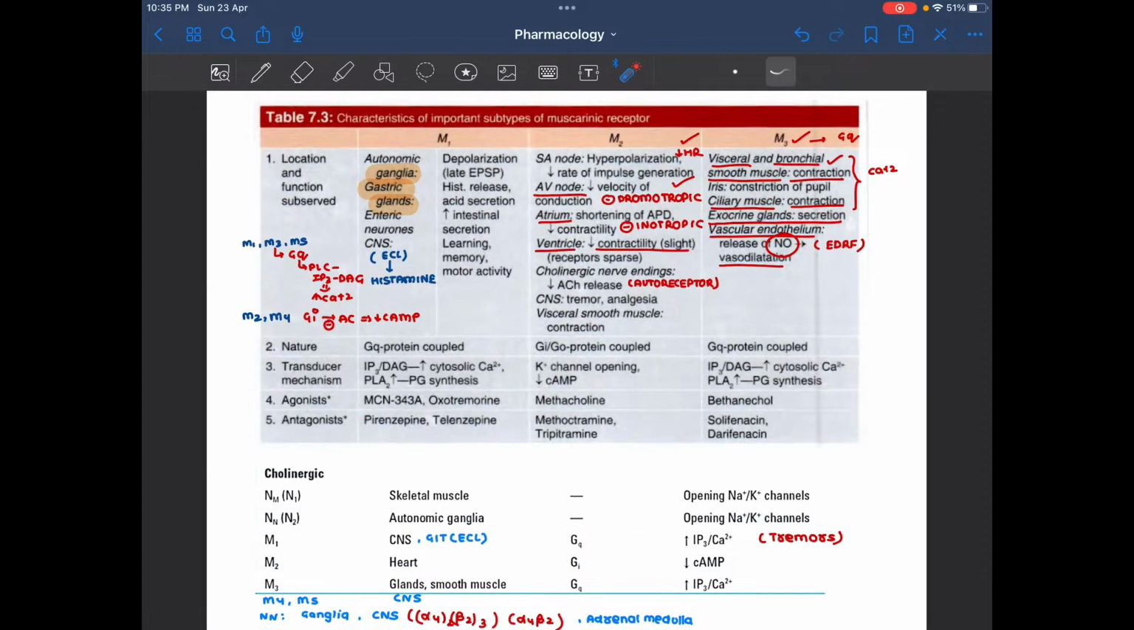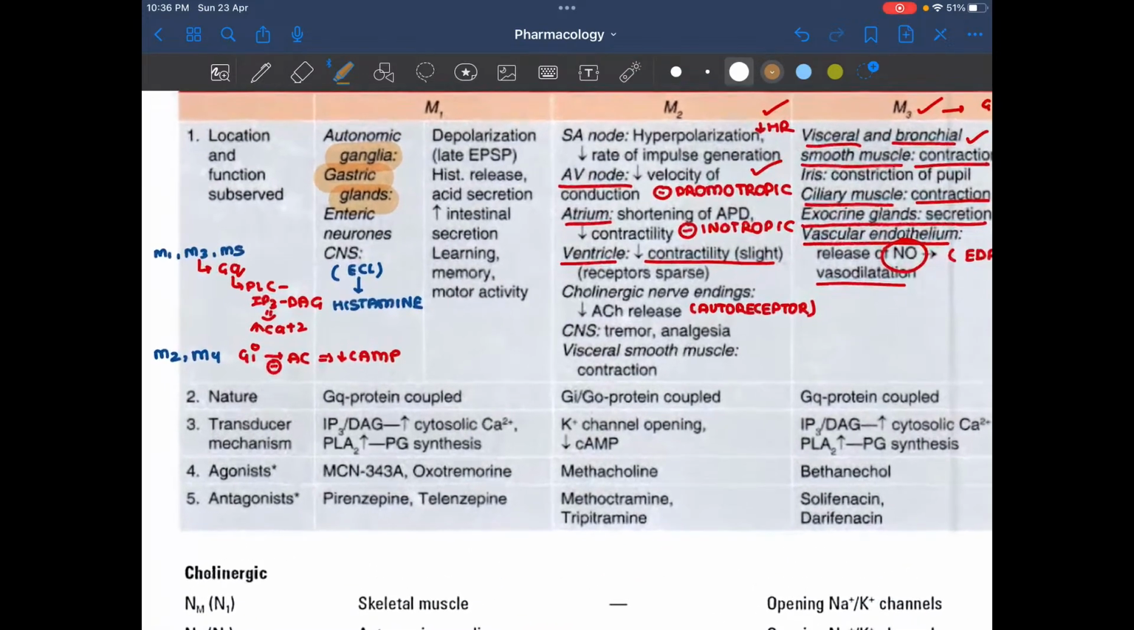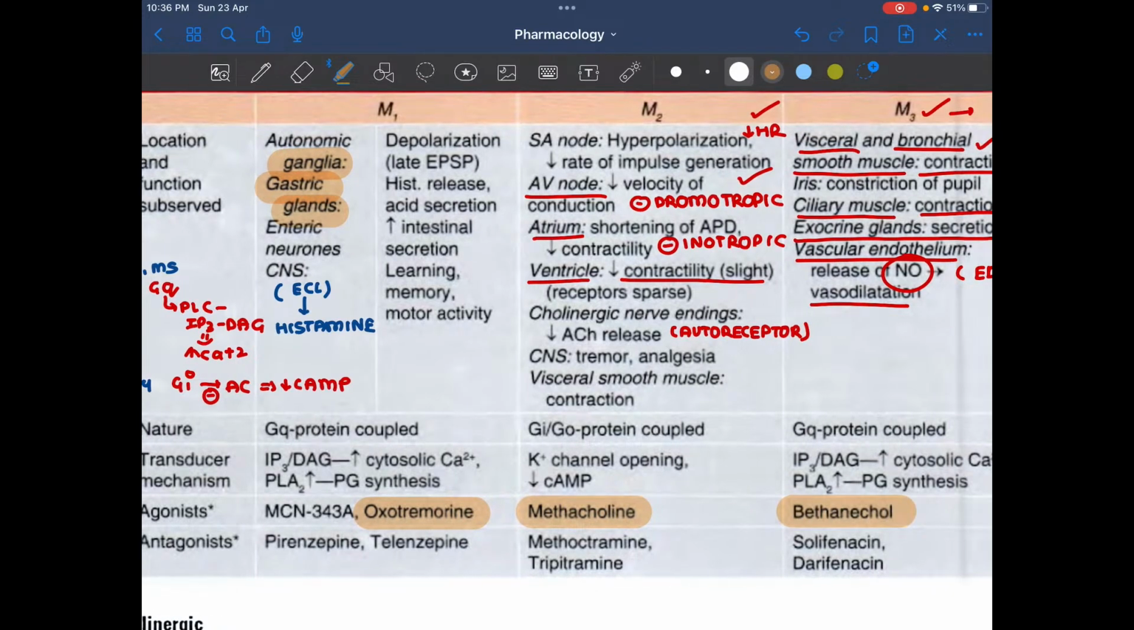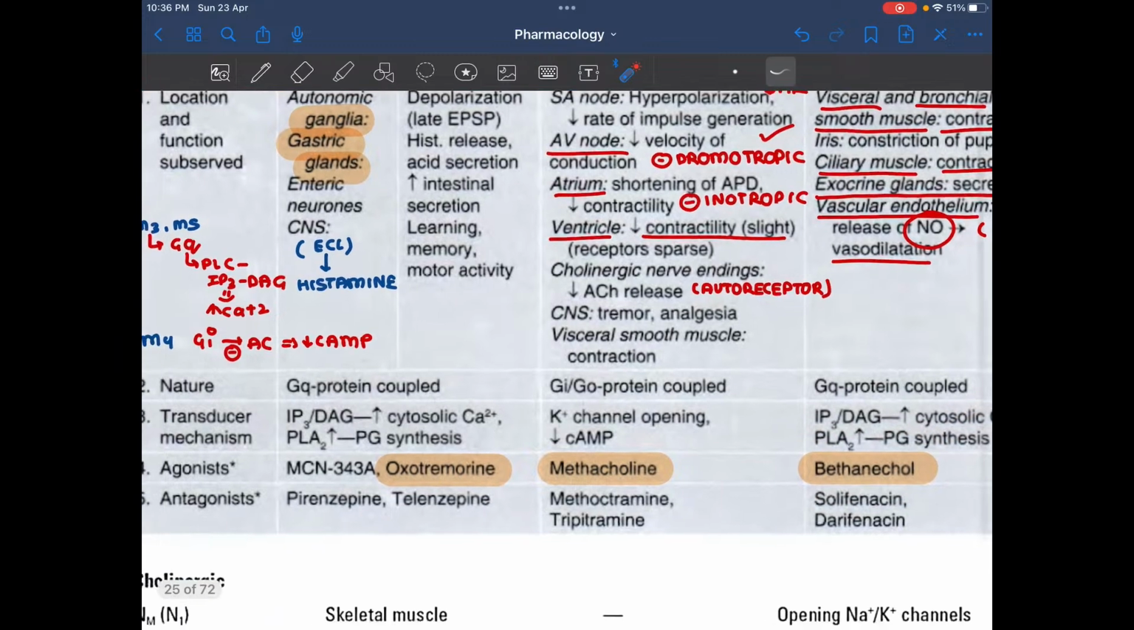You might remember, it won't hurt you to remember, there are some agonists and some antagonists of these receptors. These are all just for MCQ, you can just see. So for M1, we have the typical agonist, that's oxotremorine. In case of M2, it is methacholine, and in case of M3, it is bethanechol. Okay, we'll be using bethanechol very shortly when we're discussing the choline esters, cholinergic drugs.